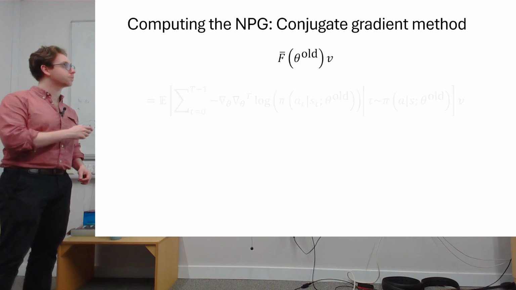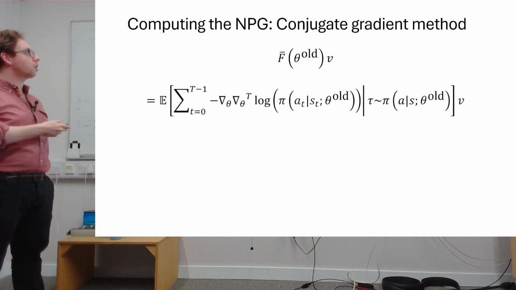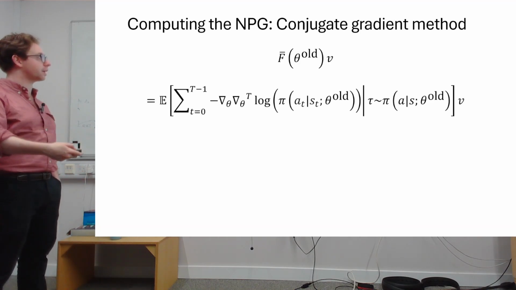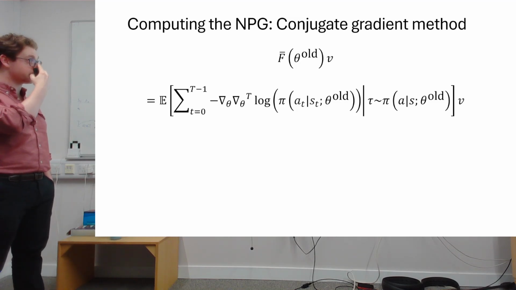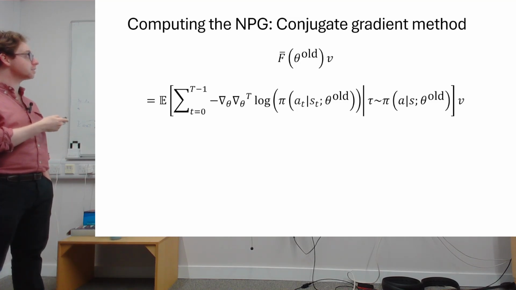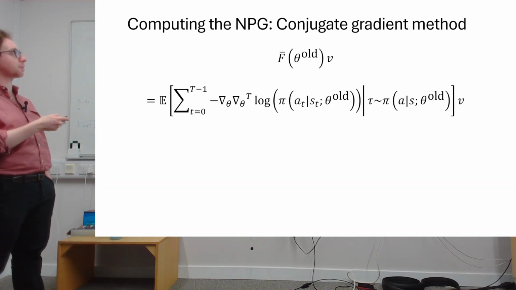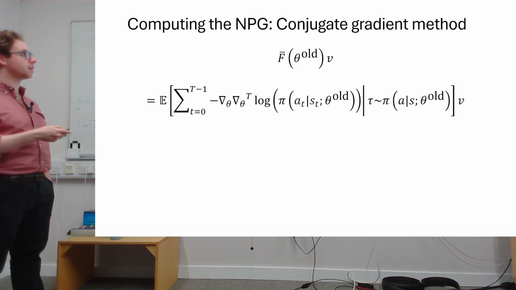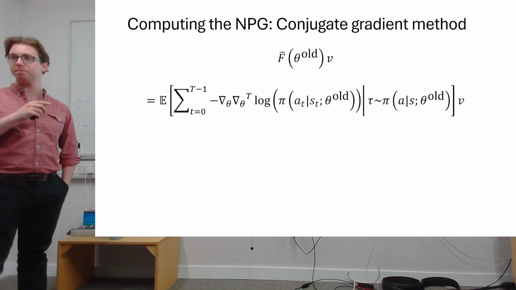We saw in the original definition that the average Fisher information matrix is the Hessian, so this grad theta transpose of the log of this probability. All I'm doing here is taking my expression for the average Fisher information matrix and expanding it out. Then I'm going to take this thing and apply it to v.